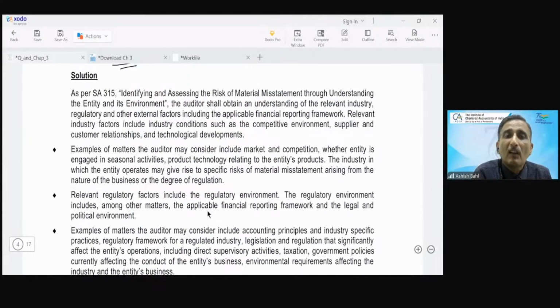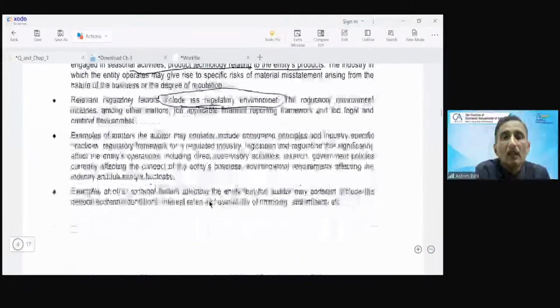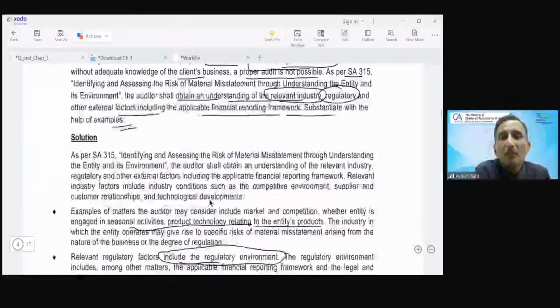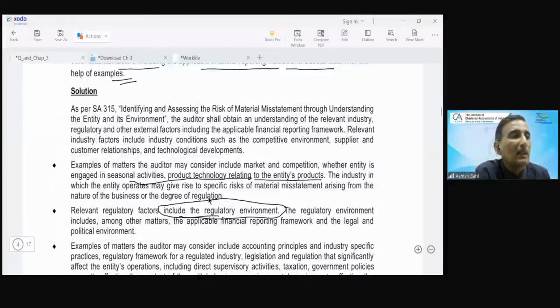Like example of matters, the auditors may consider market and competition, whether the entity is engaged in seasonal activities, or product technology relating to entity's product, relevant regulatory environment. Like say if it is a telecom company, then how the regulator is regulating those companies. Similarly, if it is a banking company, then obviously regulations put forth by RBI have to be considered. So all these type of conditions have to be considered. These examples are required to be given.